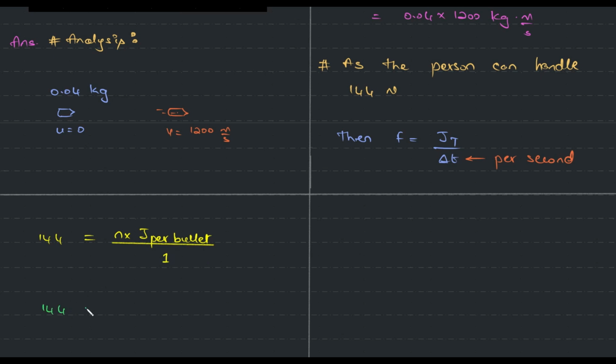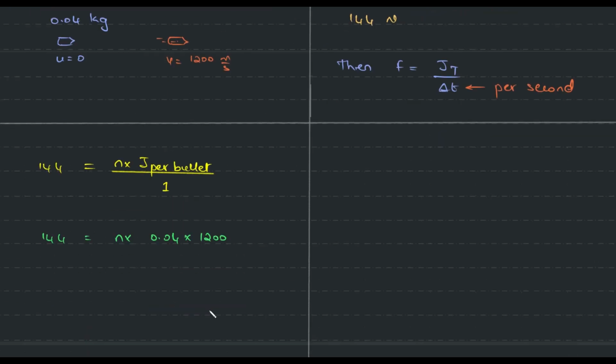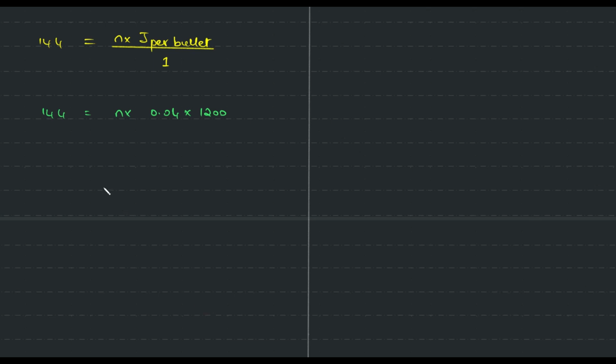This is 144 equal to n times 0.04 into 1200. And so n is equal to 144 divided by 1200. Yeah, there's a bit of calculation. 3 bullets.